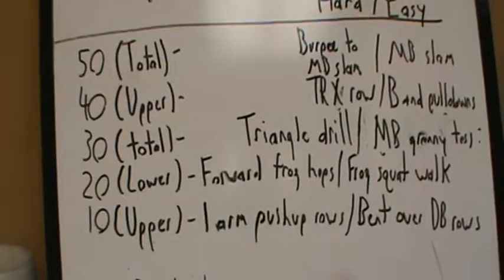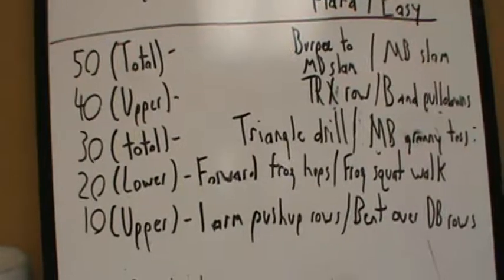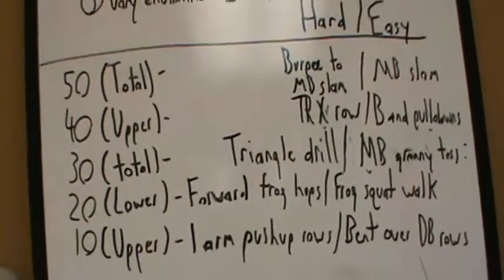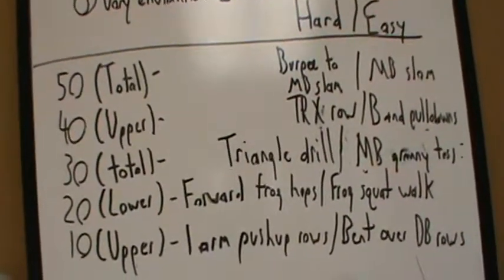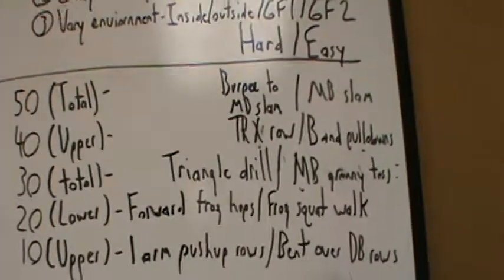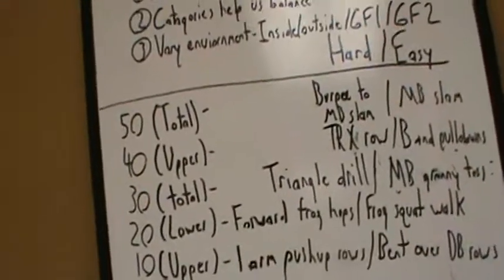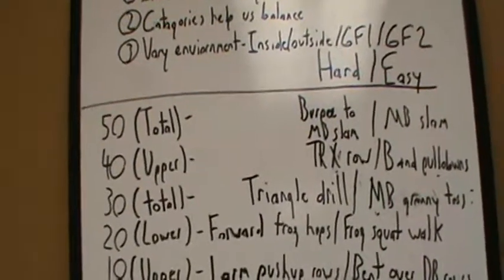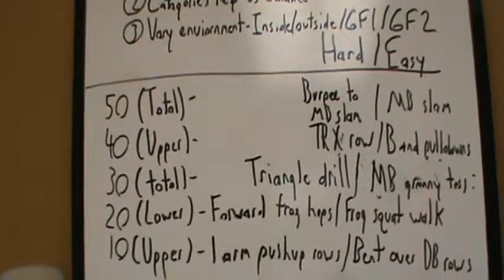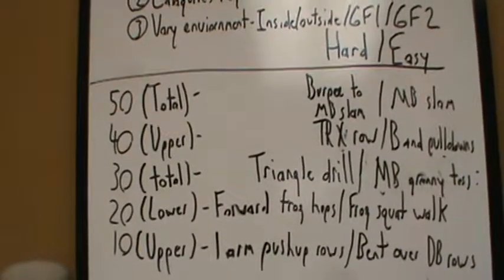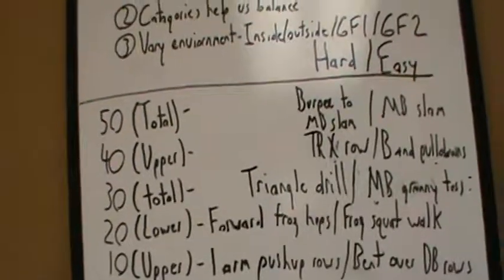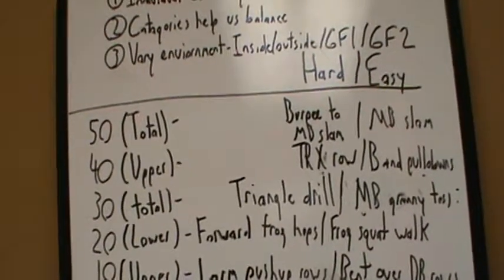Otherwise, we can do a medicine ball granny toss outside as well for our beginners, so they get to go outside too. 40 would be hard TRX row. Easier would be a band pull down, just because the grip is less sustained with a band pull down versus a TRX row. They don't have to grip as hard. And then 50, I did a burpee to medicine ball slam versus a medicine ball slam.